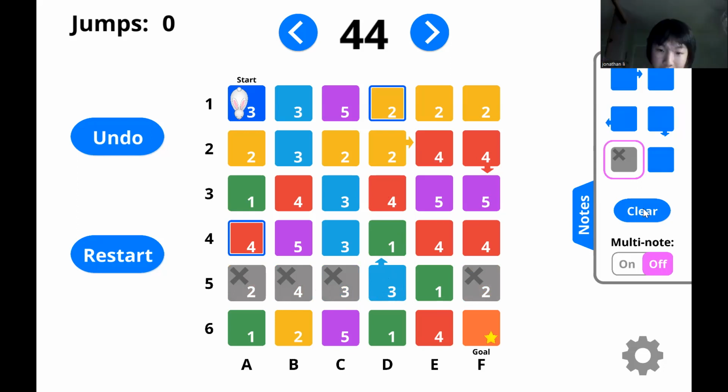So let's assume they seem like the easiest. Yeah, so let's assume we do this one, the gray one. Where can we go from there?